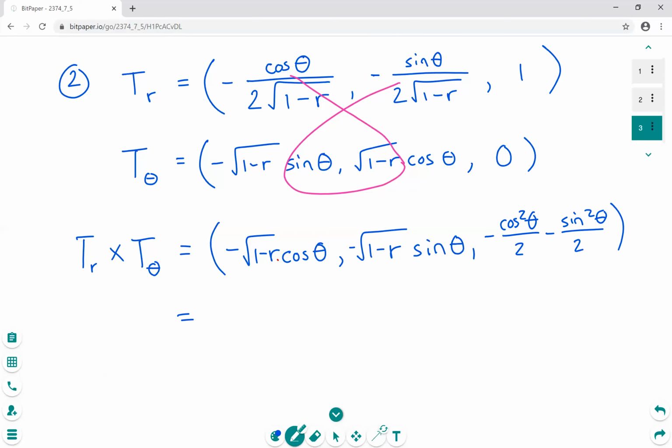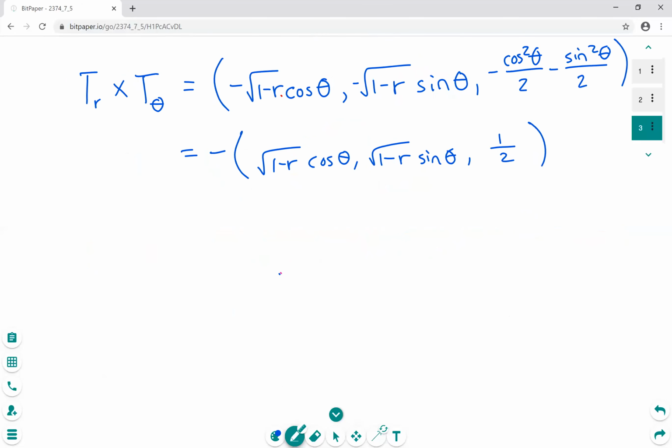Okay, so if you factor out the negative here, square root 1 minus r cosine theta, square root 1 minus r sine theta, and here you have cosine squared plus sine squared all over 2, which is just 1/2, because cosine squared plus sine squared is, of course, 1.